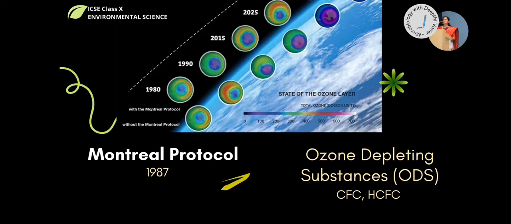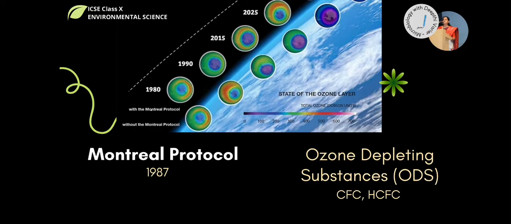The first one is Montreal Protocol. You could say that this is one of the best examples of a successful international cooperation for environment. It was taken up in 1987. It is Montreal Protocol on substances that deplete ozone layer.